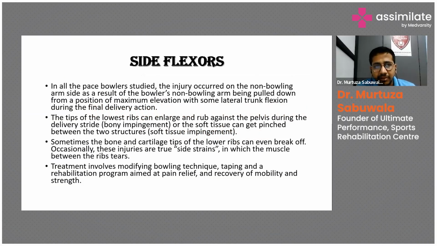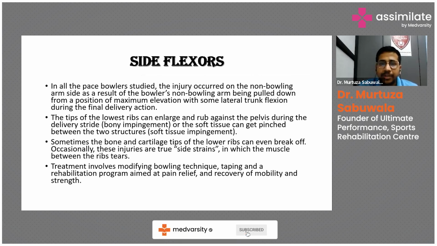Side flexors, that is the lateral flexors of the trunk. In all the pace bowler study, the injury occurred on the non-bowling side, the arm side, as a result of the bowler's non-bowling arm being pulled down from the position of maximum elevation with some lateral flexion during the final delivery action. So this is a very common injury that happens to pace bowlers.